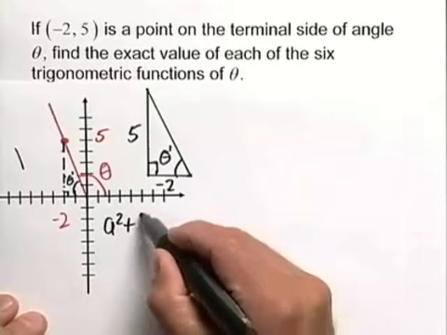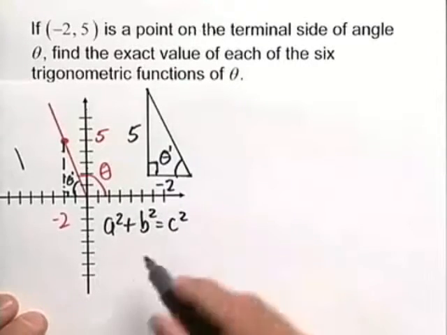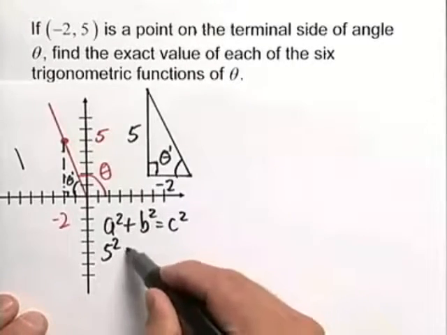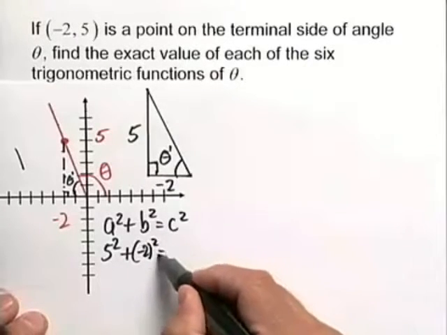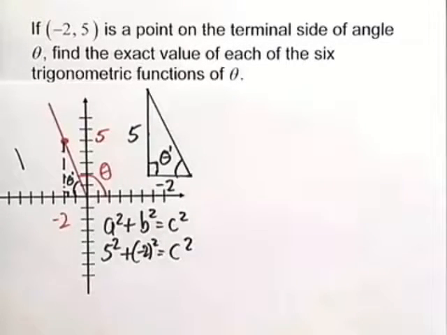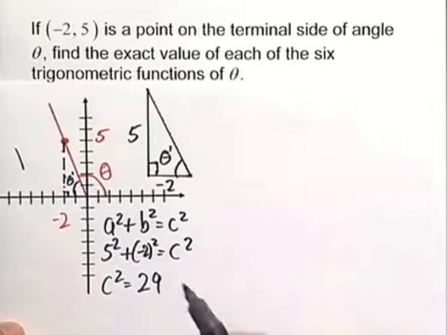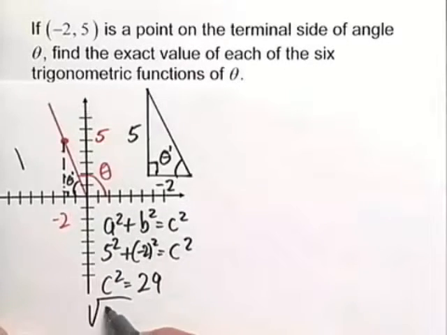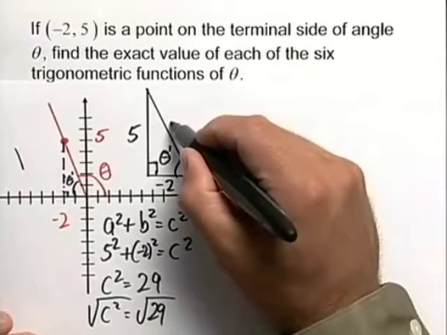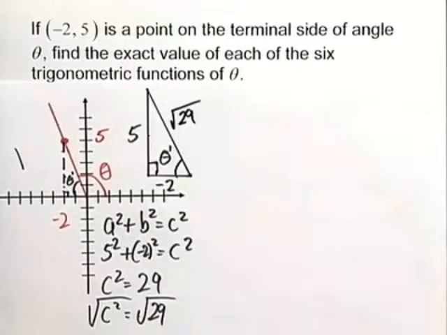And now we need to use the Pythagorean theorem to find the hypotenuse, and we know that a squared plus b squared is equal to c squared, so we can say 5 squared plus negative 2 squared is equal to c squared. And from this we obtain c squared is equal to 29. Taking the square root of both sides, we obtain c is equal to plus or minus square root of 29. More importantly, we'll put in the plus since our distances cannot be negative. Now that we have our triangle, we can find our 6 trigonometric functions.